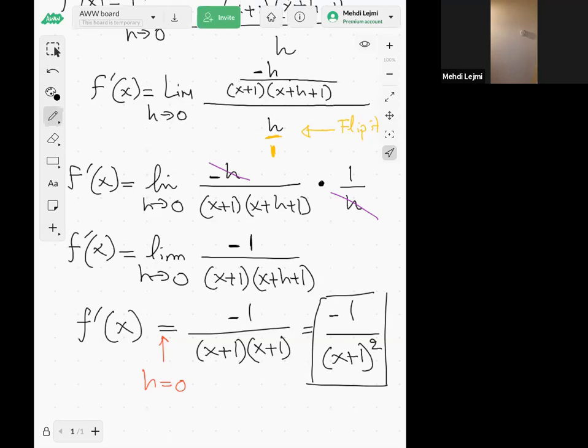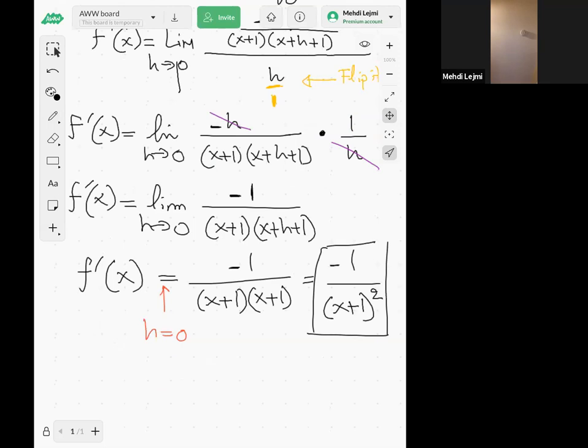Now we have to do f second of x. Is there any question about this f prime of x? You have the formula. Just be careful with the computations, with the limit.